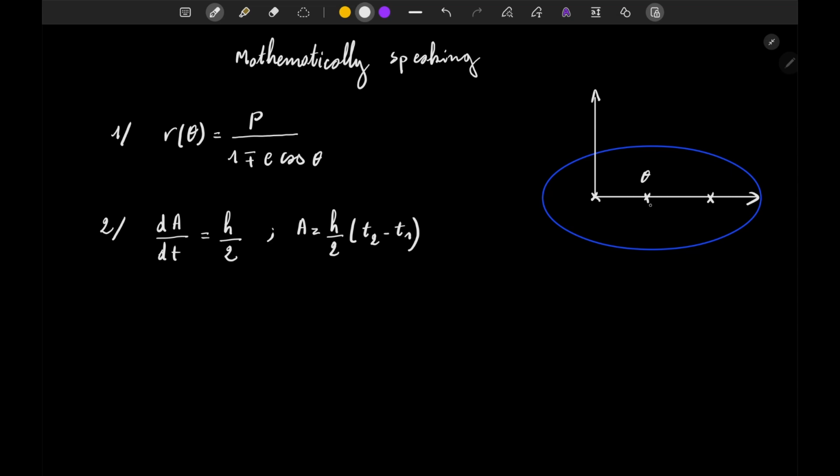The third law states that the period squared equals 4 pi squared over GM times a cubed. T is the time that the object takes to return to its initial position. G is the gravitational constant. a is the semi-major axis of the elliptical trajectory. And M is the mass, not the mass of the moving object, but the mass of the object that creates the gravitational field. In our case, it is the Sun. It's located at one of the focus points.